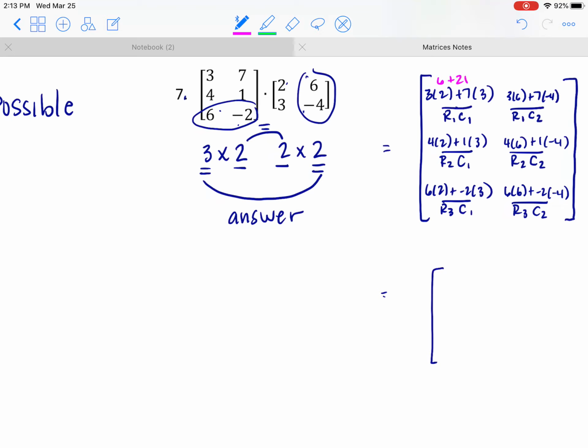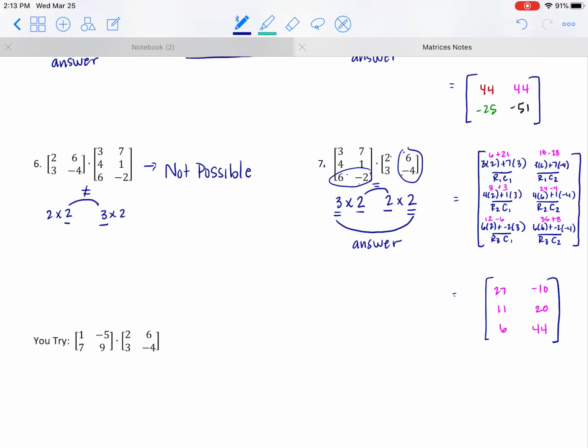So we have here 6 and 21, which is going to give us a 27. Here we have 18 minus 28, so a negative 10. This is going to be 8 and 3, which makes 11. This is 24 minus 4, so 20. And then we have 12 minus 6, so 6. And then this is 36, and then we have a positive 8 here, so 44 in that last entry. And there it is. Okay?